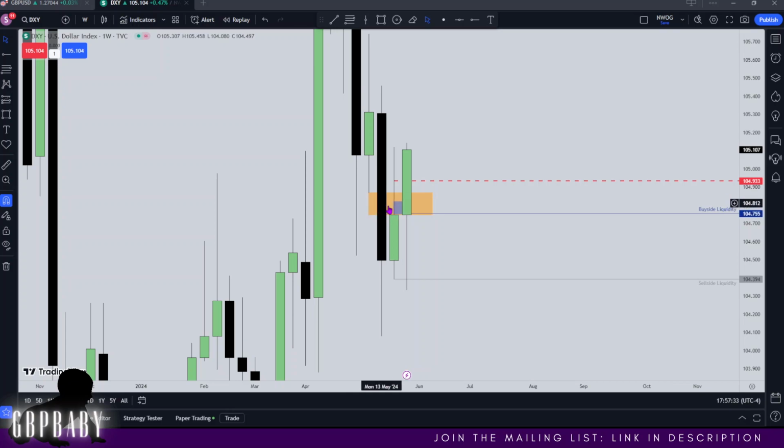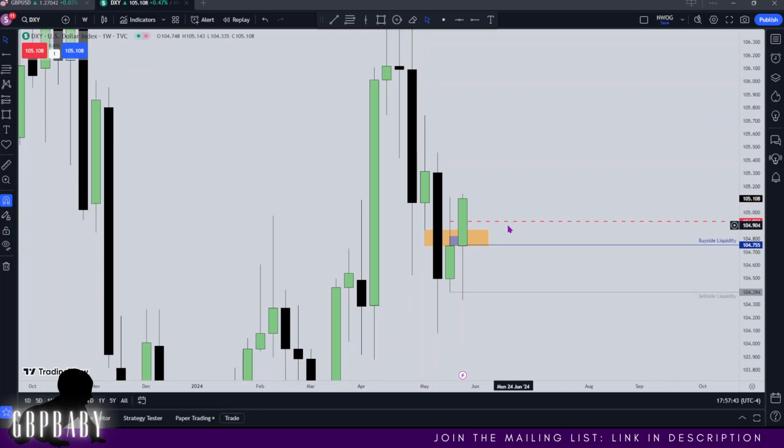We have this implied fair value gap, which I wanted to see get filled, and you can see we've done a little bit more than just fill it. And then this was the sell side liquidity that we've already taken. So in terms of the weekly, now that we've taken out this high, we need to start looking at, okay, since we're taking out this high and since we want to be this bullish, what kind of premium PD arrays could we possibly be trading to?